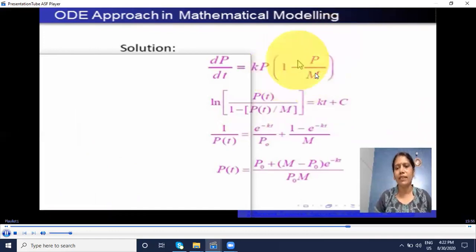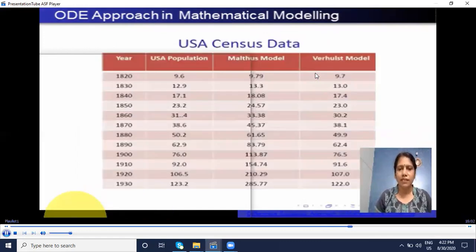So he has taken some population measures, and by giving different values for these constants and these variables, we get the results like this. See, the USA population in 1820 is 9.6, 1830 is 12.9, and 1840 is 17.1 in millions. But see the calculation of these models.